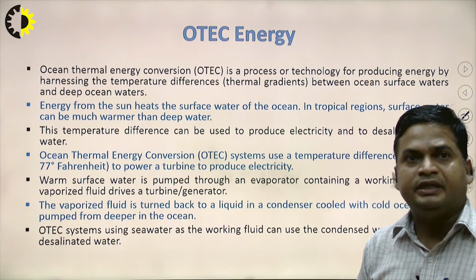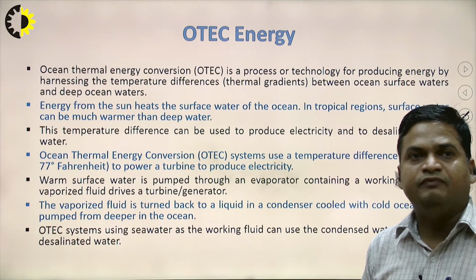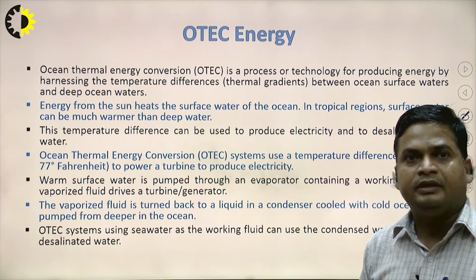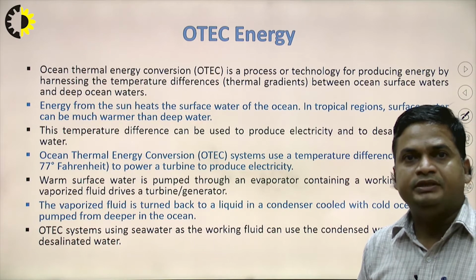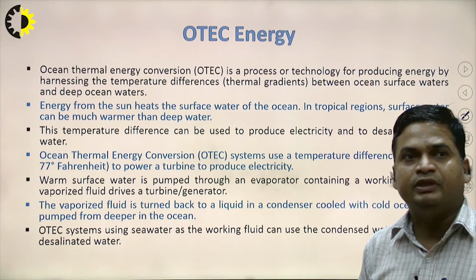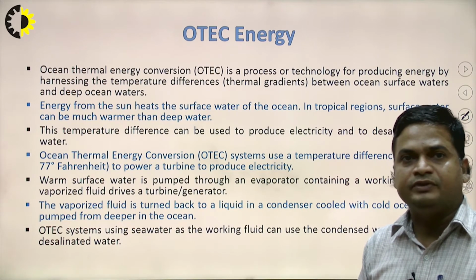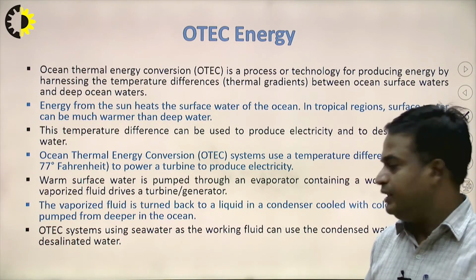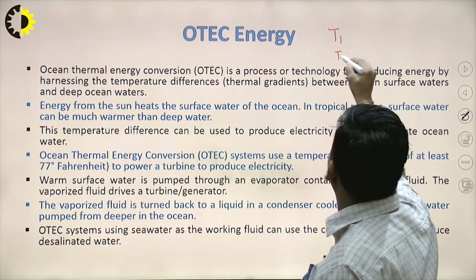So this energy again depends upon solar energy. When the radiation of solar energy falls on the surface of the ocean, the air and the water are heated up. So the water on the surface of the ocean has a higher temperature than the water which is very deep from the surface of the ocean. So there is a temperature difference, T1 and T2.